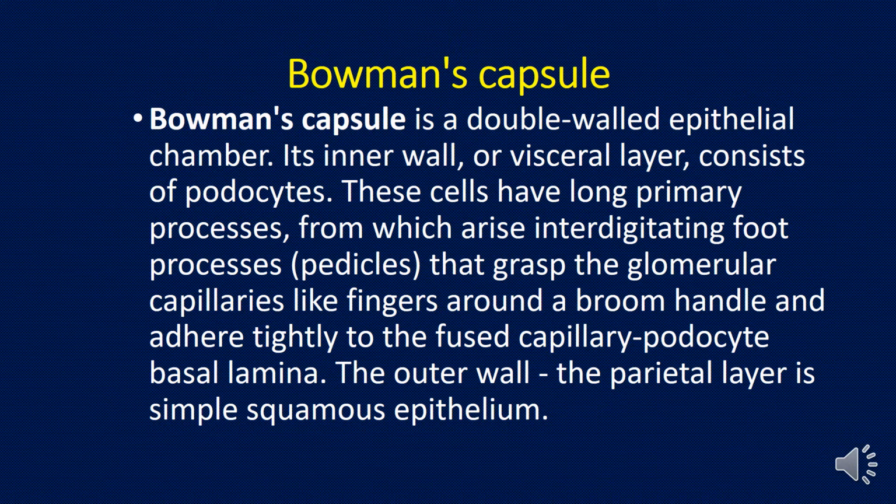The inner layer, or inner wall, or visceral layer, consists of special cells, podocytes. Each cell has some long primary processes. From every primary process are formed foot processes, pedicles, and these foot processes form secondary processes. Foot processes join with capillaries, like fingers around a broom handle, and form a cover over the basal lamina. Basal lamina lies between endothelial cells of the capillary and podocytes. The outer wall, the parietal layer, is simple squamous epithelium.